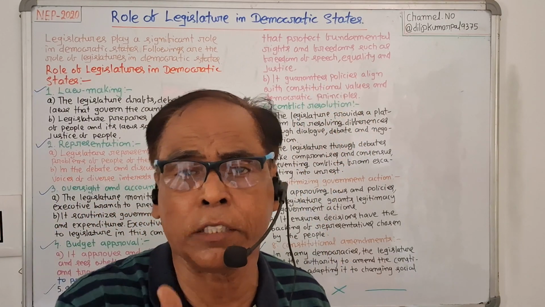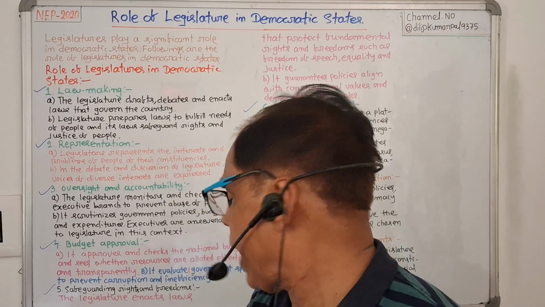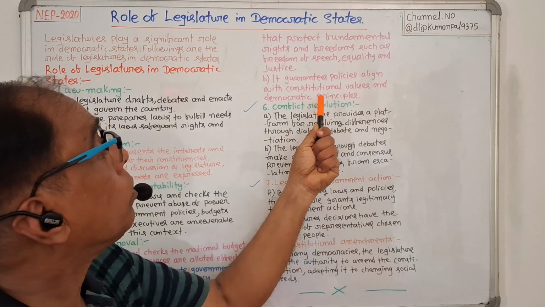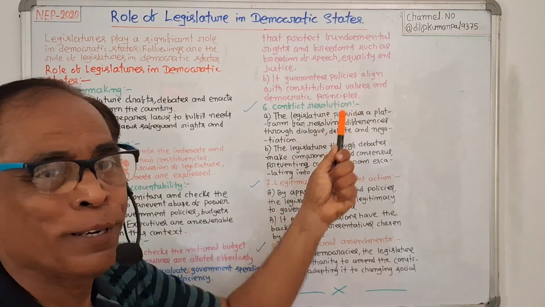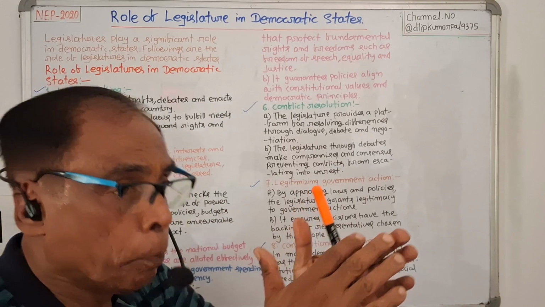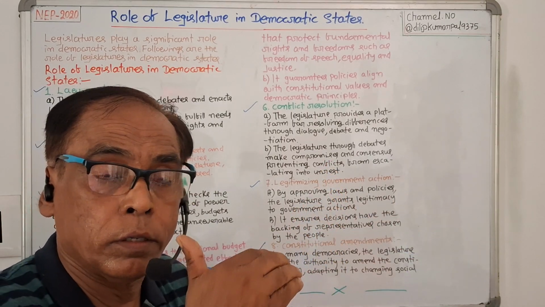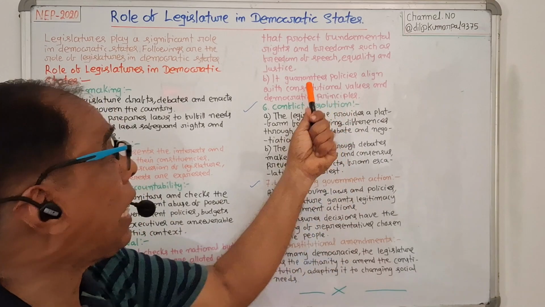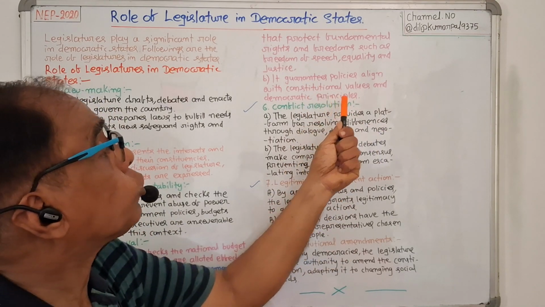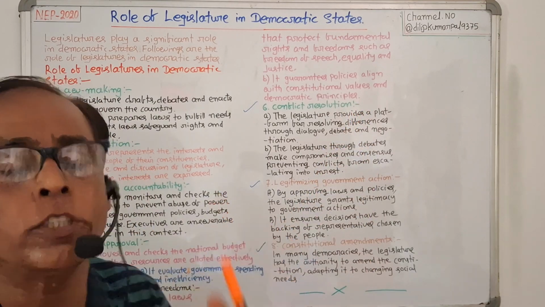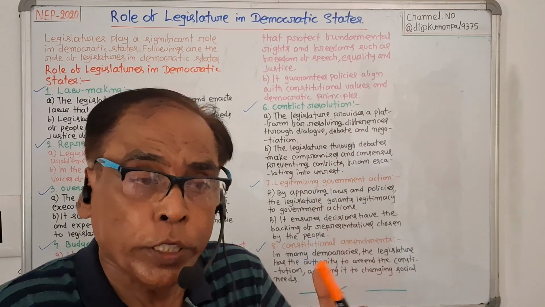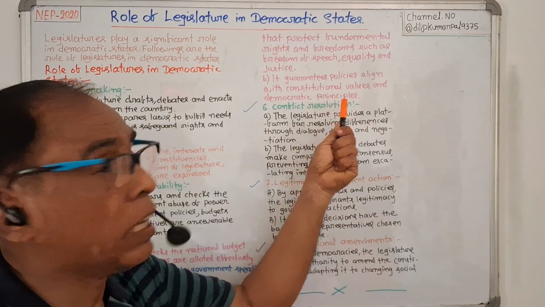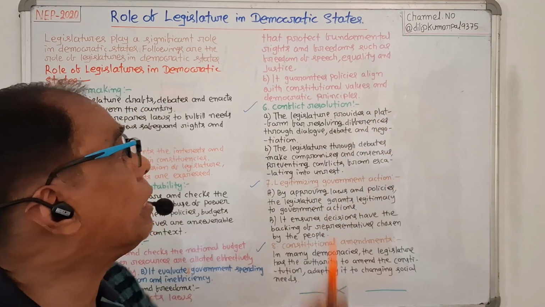Another function of the legislature relating to safeguarding rights and freedoms is that it guarantees policies aligned with constitutional values and democratic principles. It will see whether the policies of the government are on the basis of constitutional values and democratic principles.